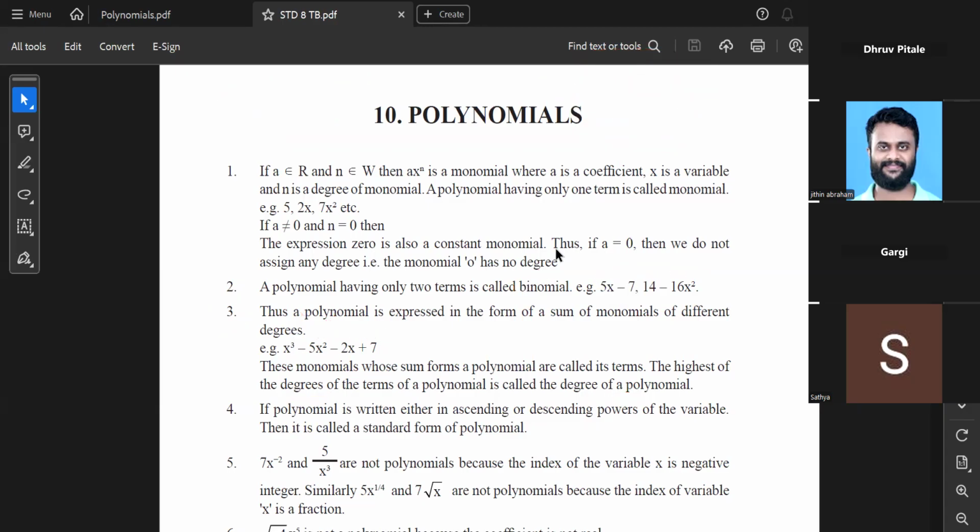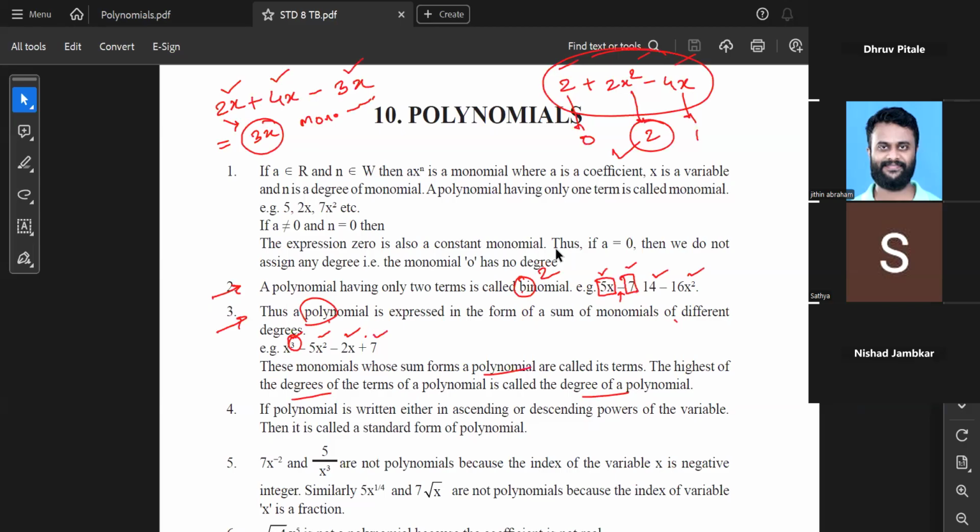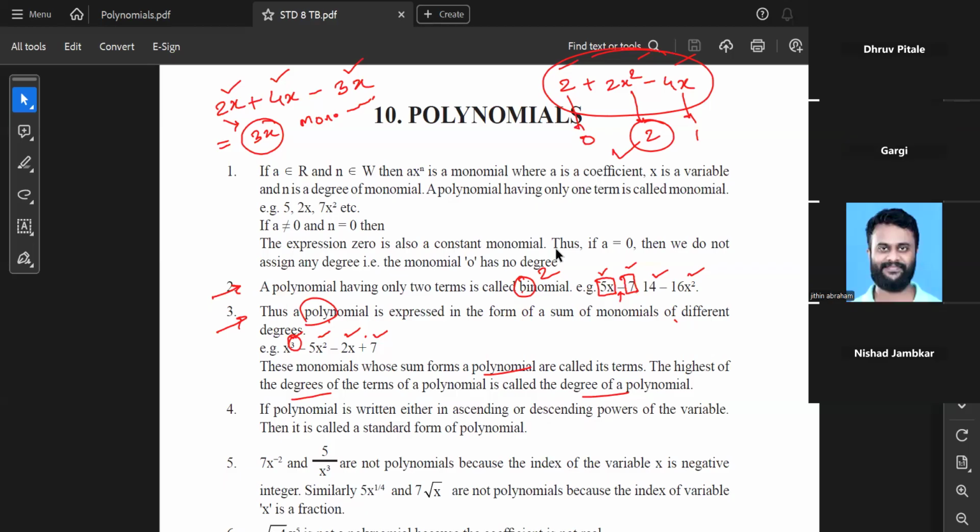Dhruv, tell me what's your query. Sir, you wrote 2 plus 2x square minus 4x. Sir, that could also be a trinomial, right? Yes, if you say like that, trinomial, then quadrinomial, so different names we can come up with, but in our textbook they are very simple. It's either monomial or binomial or polynomial. I'm not saying that you're wrong, but we don't need those terms right now. For us, polynomial is sufficient.